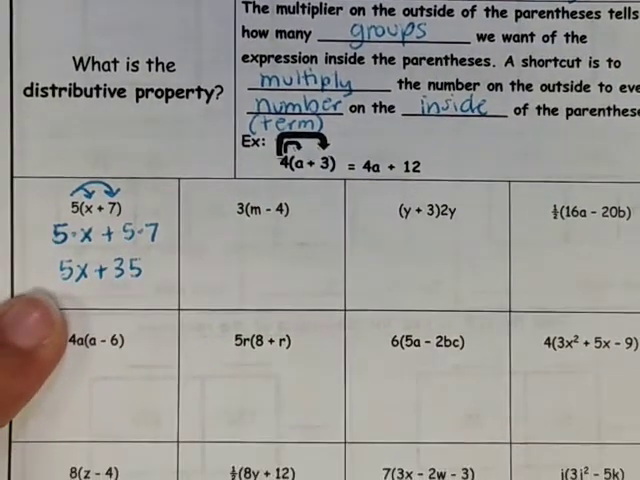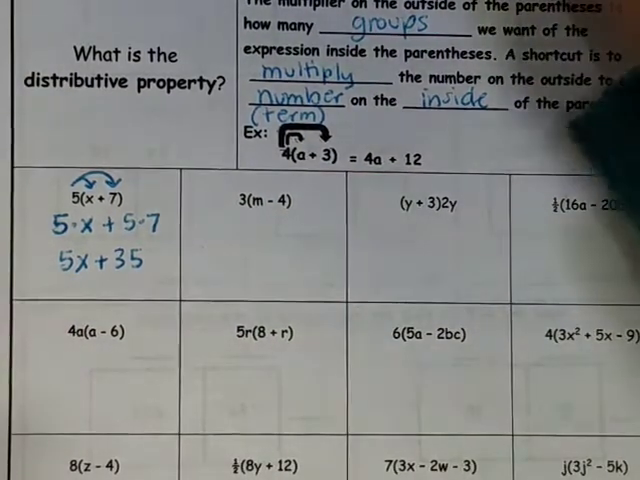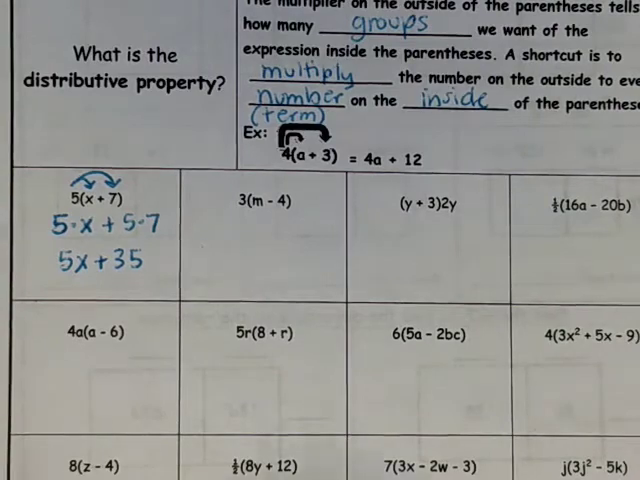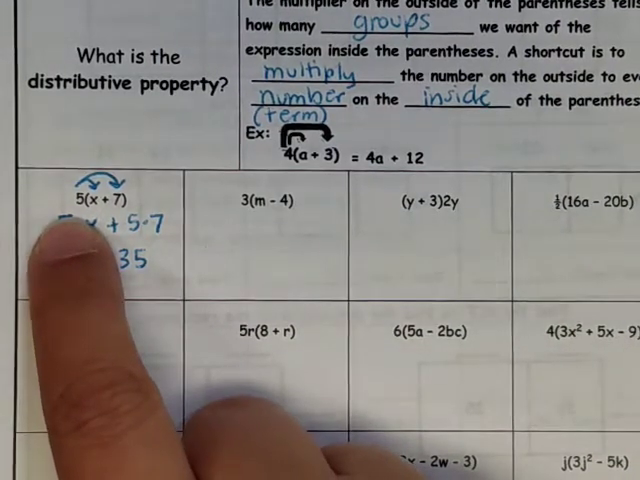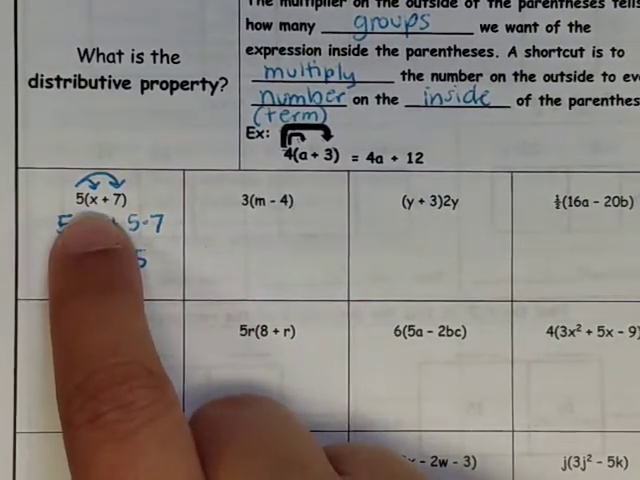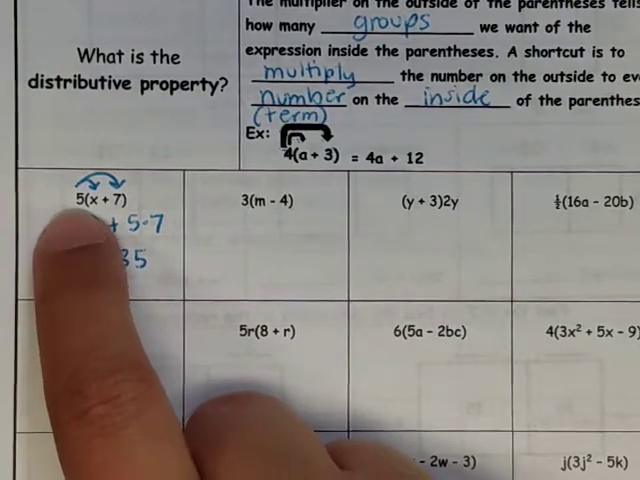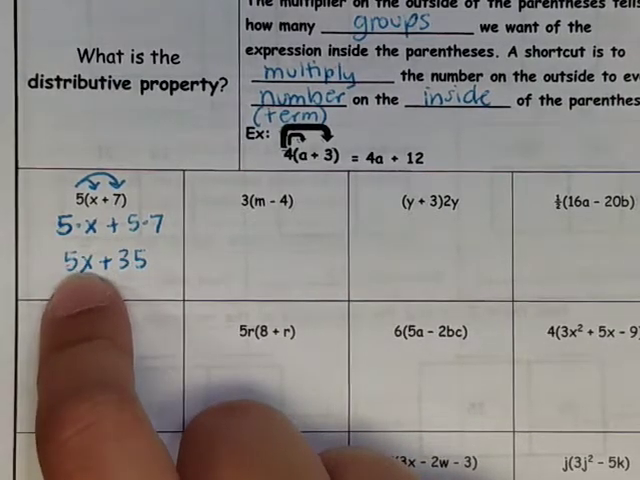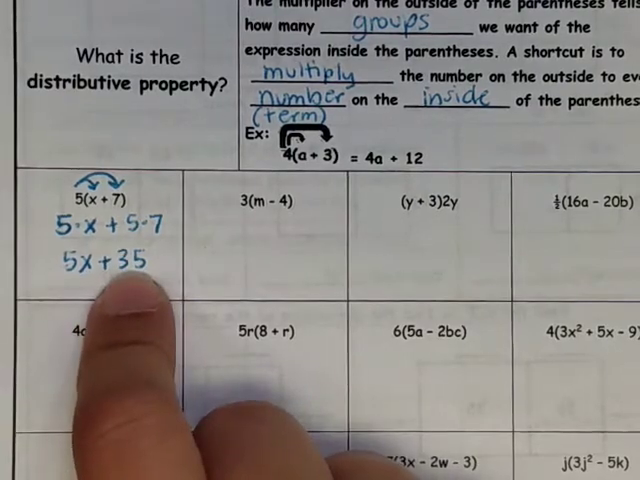Then we have some examples down here, and we're just going to work them together, and then I'll let you guys finish on your own. All right, so the first one says 5 parenthesis x plus 7. So to distribute the 5, we're going to say 5 times x and 5 times 7. And 5 times x is 5x, and 5 times 7 is 35.